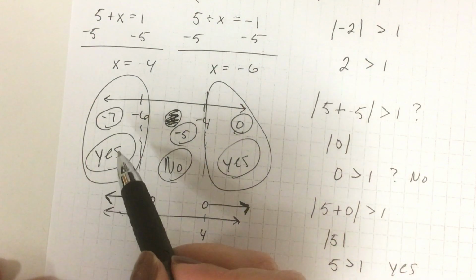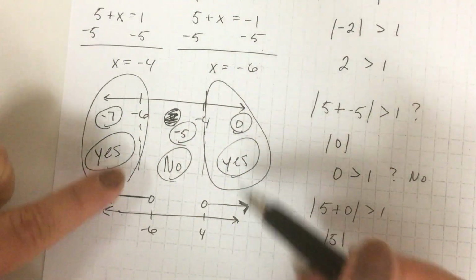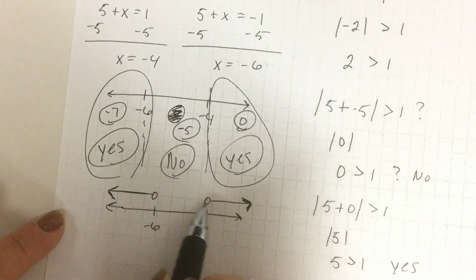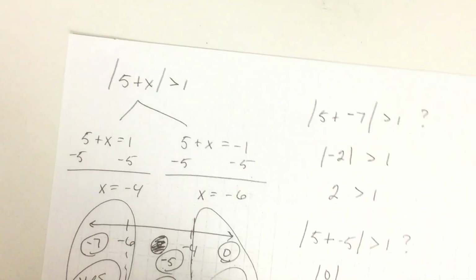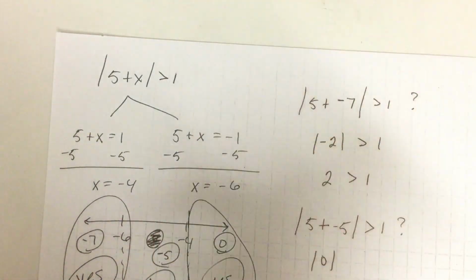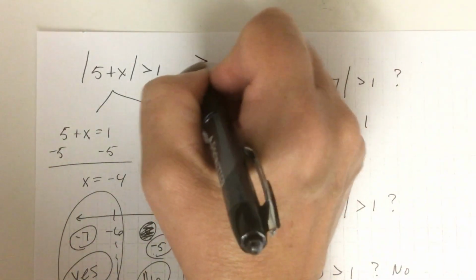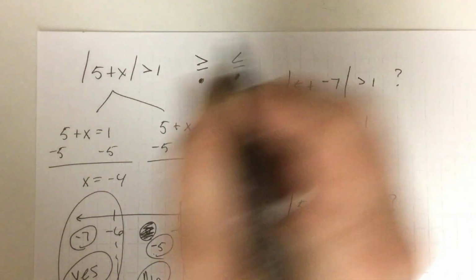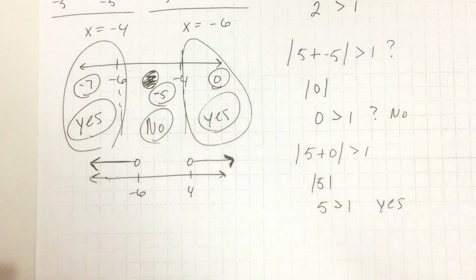Do you see how where I got my yeses corresponds or matches with where my arrows are? And remember, I know that it's an open circle because it's a greater than, not a greater than or equal to. Greater than or equal to or less than or equal to will have a closed dot. Okay, let's do another one.